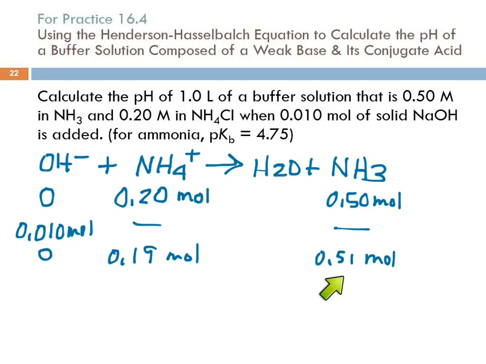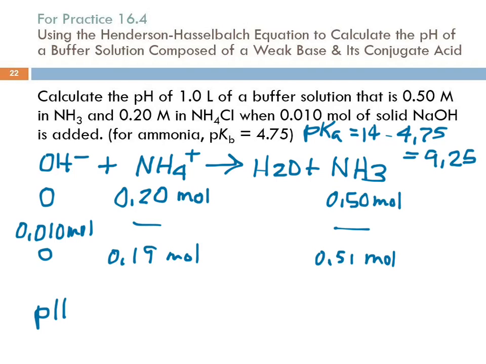So we need to look at these and see, are they large relative to Ka? Well, we weren't given Ka, were we? We were given Kb. We need to find Ka. pKa equals 14 minus 4.75, which is 9.25. So Ka is 10 to the minus 9.25. This is plenty big, right? So we can use the Henderson-Hasselbalch equation.